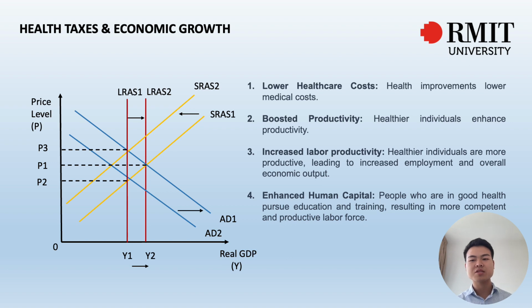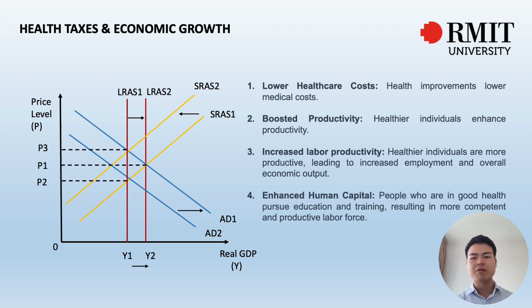Higher production costs cause a leftward shift in the short run aggregate supply curve. In the short run, this shift occurs because firms face high costs for producing and selling unhealthy goods, which reduces their willingness and ability to supply goods at the previous levels.